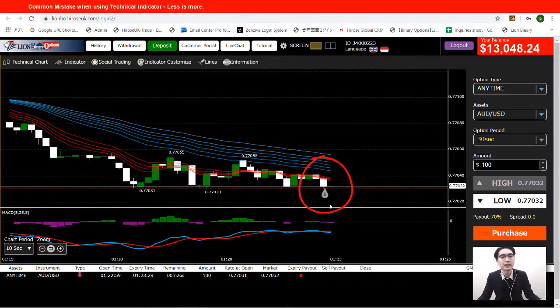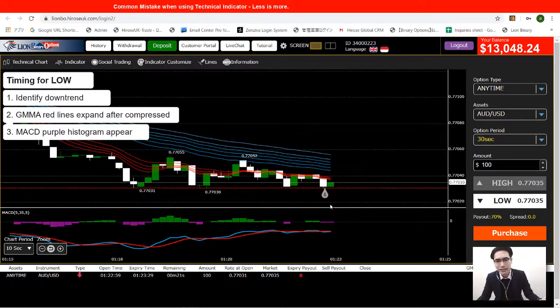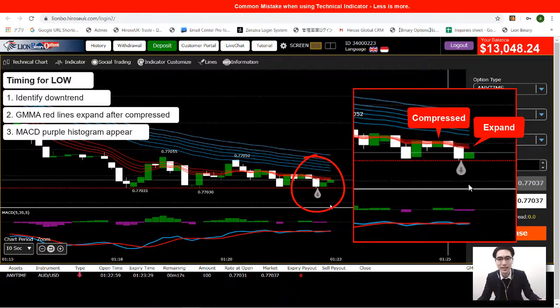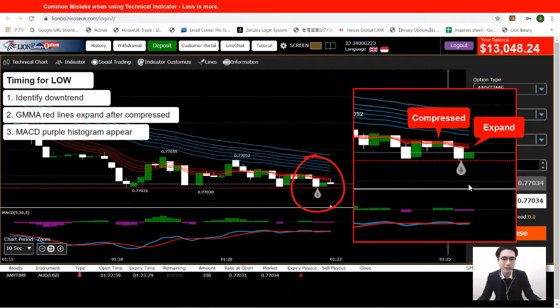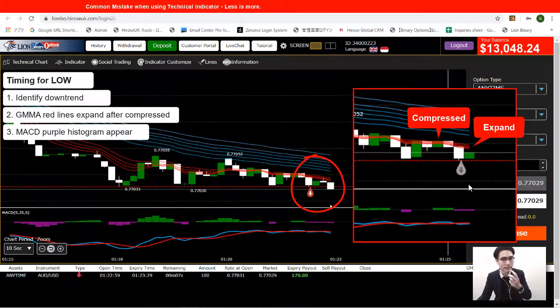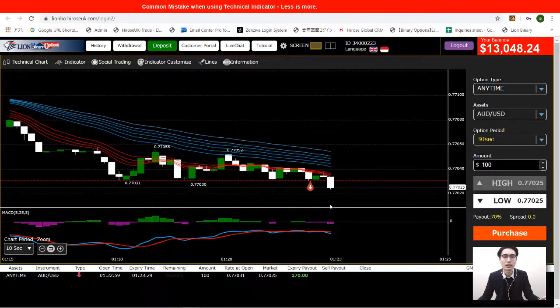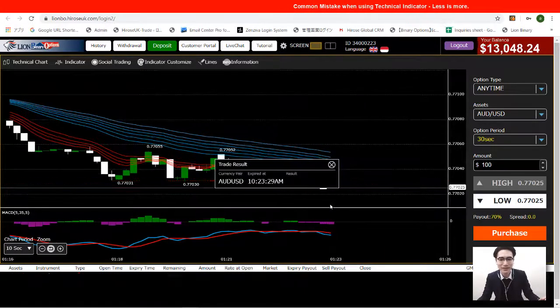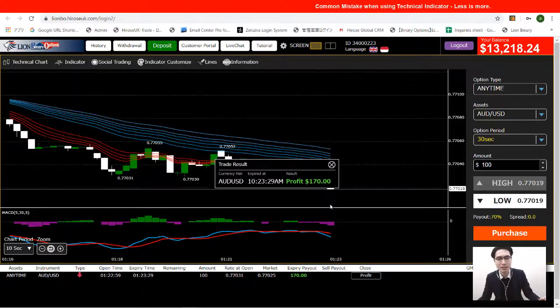So for the timing here, I need to find a trend first. So in here is a downtrend. Then I see the red line compress, and then at this point it expands. And then when it expands, I see the MACD crossover and it gives me a purple histogram, and that's why I opened this trade here. So the last few moments were looking good. Okay, so this trade is ending in profits.